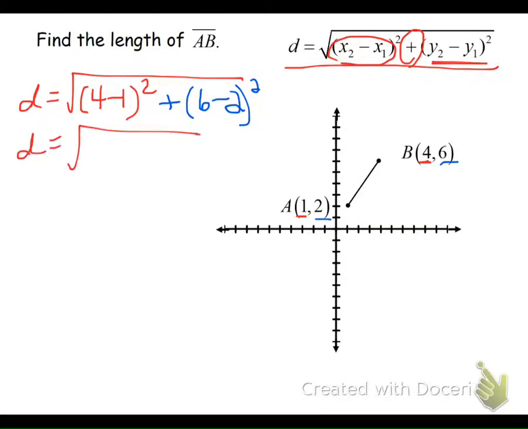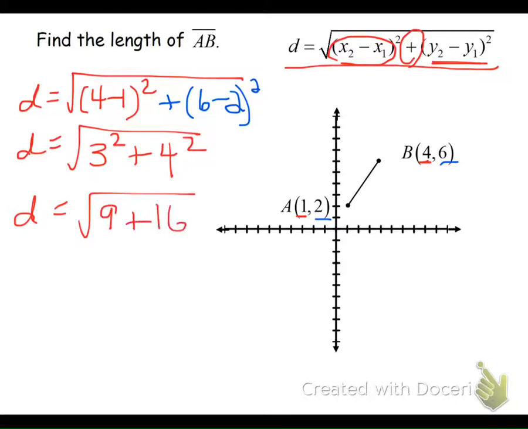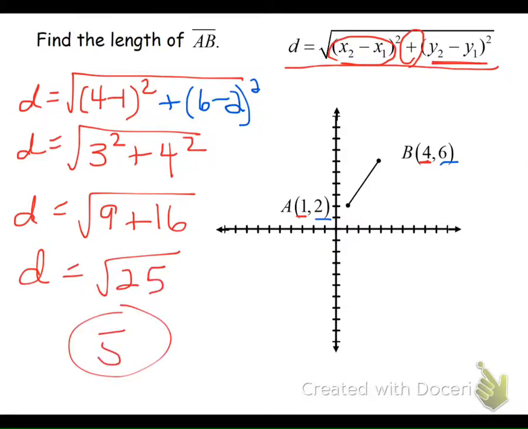So now 4 minus 1 is 3, and I have a 3 squared. 6 minus 2 is 4, and I have a 4 squared. Next I would add them up, and you'd get a 9 and a 16. Add those together, and you get the square root of 25, which is 5. Of course we got the same answer. But can you also see that we got the same numbers?